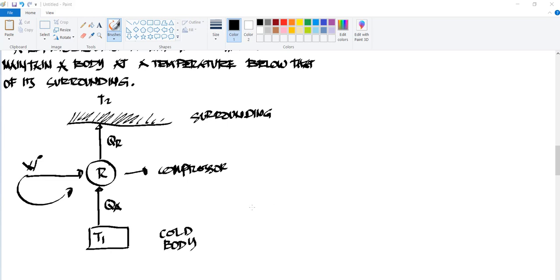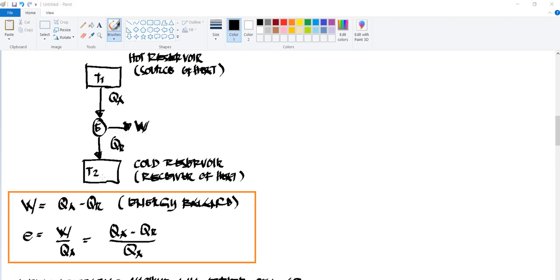Notice here, class, that in one we supply the work, and in the other we produce a work. Usually the application of a heat engine is the internal combustion engine. Those are its applications. Okay, so that is its schematic diagram.